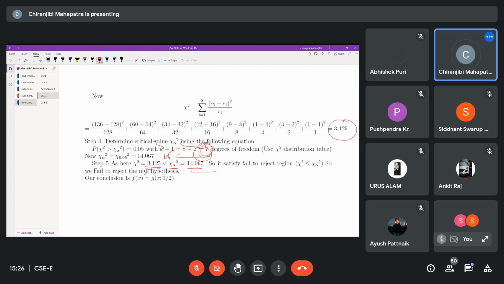Okay, so we fail to reject the null hypothesis, or we are accepting the null hypothesis, ठीक है। तो इस तरीके से हम गुडनेस ऑफ फिट टेस्ट करते हैं। एनी डाउट? यहाँ तक कोई डाउट किसी को?